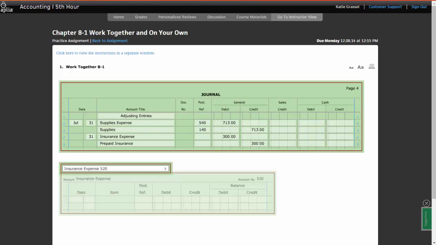It's been a while since we've done posting. And when you do insurance expense, there is nothing in there with the previous balance, so all you have to do is put the date in. You put your post reference of 4. You are debiting 300 at a previous 0 balance, so I'm going to have a debit balance of 300. And account number 520 goes back up on top.